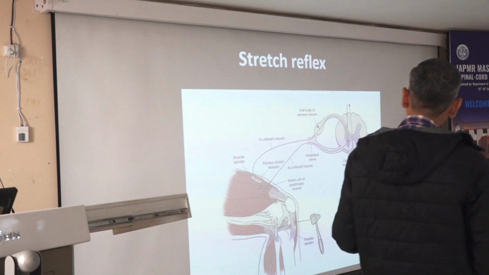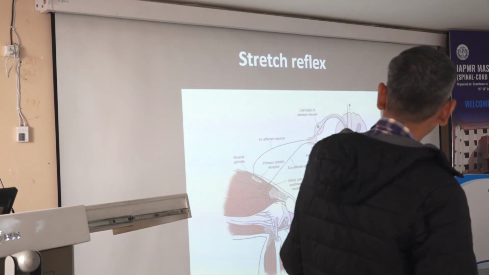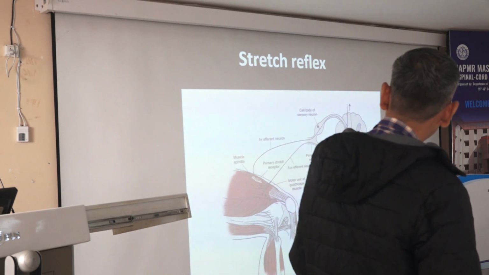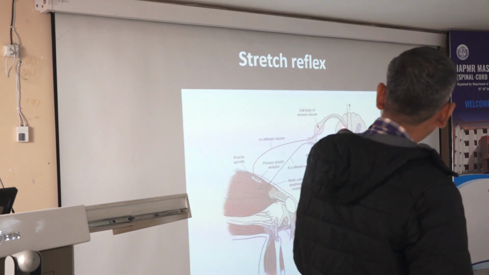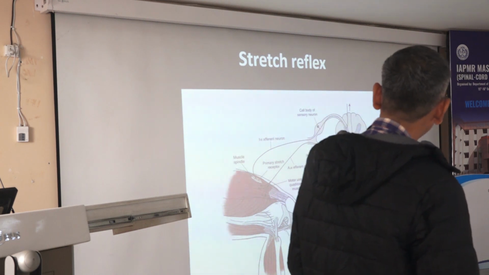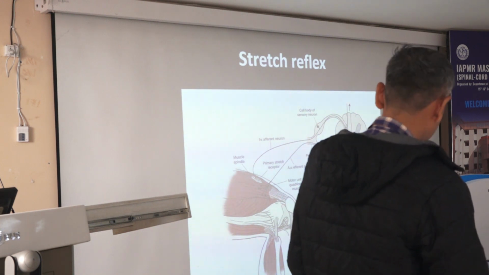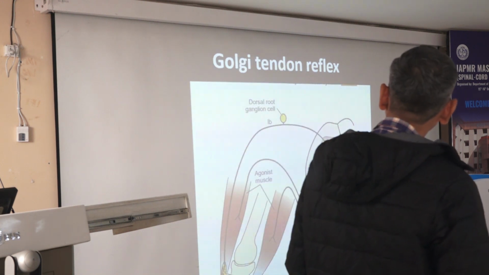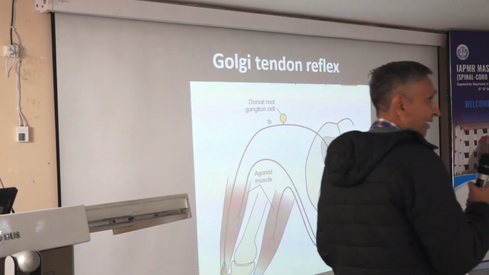So this is a simple stretch reflex. When a stretch is applied, the muscle is stretched, then afferents from the muscle spindle, 1A and 2 afferents, will go to the spinal cord and will come out as alpha motor neuron efferents, and it contracts the muscle. So this is a simple stretch reflex, and the muscle is contracted.